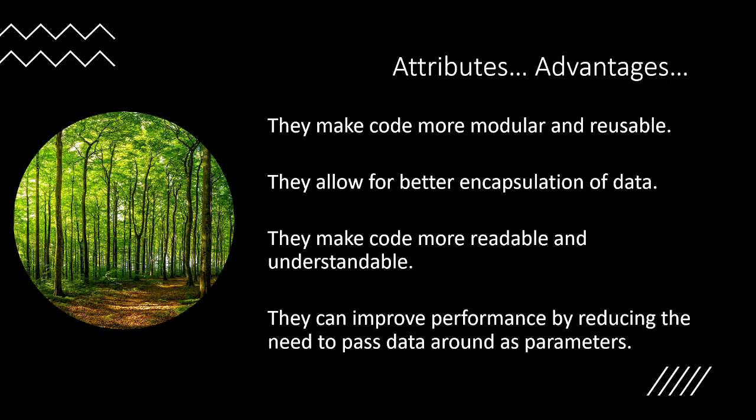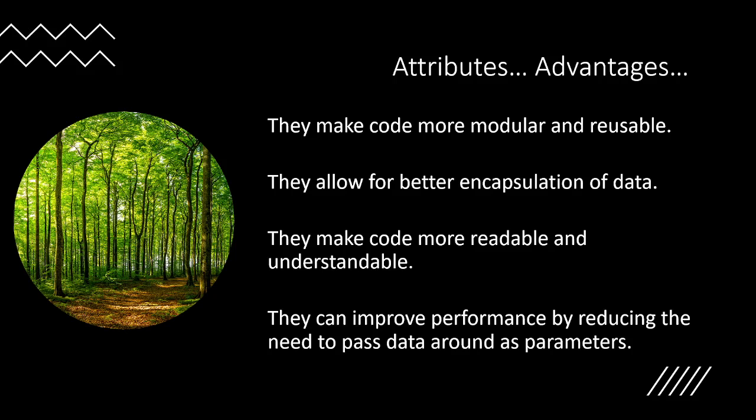Okay, so what is the advantage of having attributes and proper attributes? They make your code modular and reusable. Okay, so you can reuse the code, and that is the main aim of object oriented programming. And they allow better encapsulation of data, that is protection of data. And also they make your code more readable and understandable, that is better to understand and read clearly. You can understand the code.